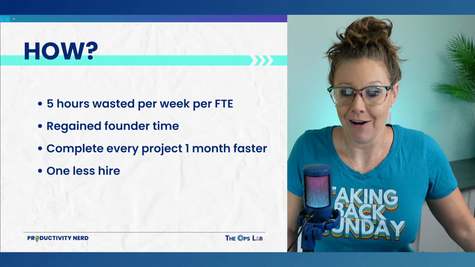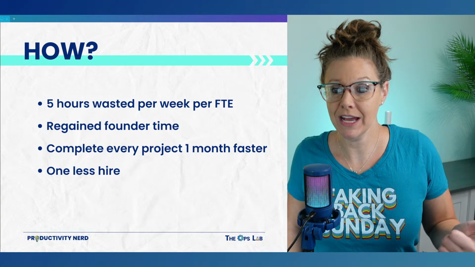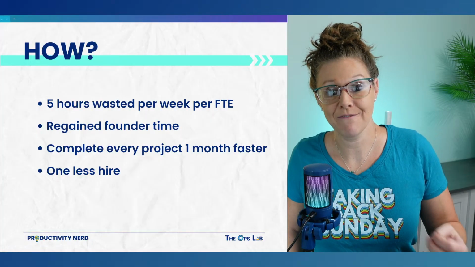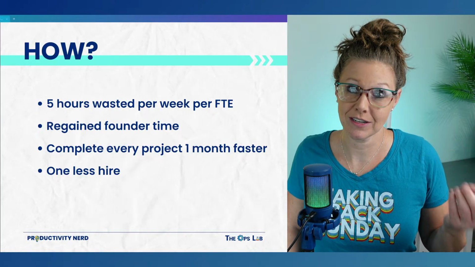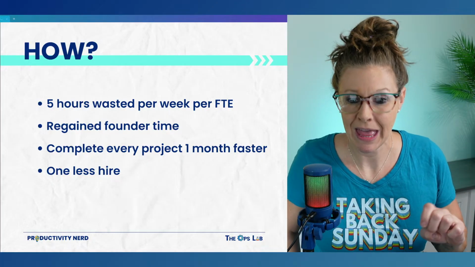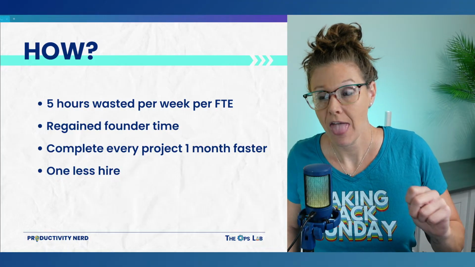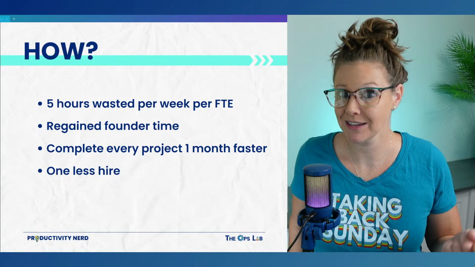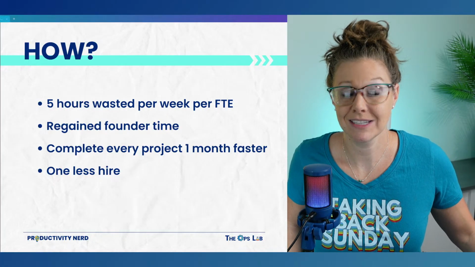So how are we getting to that 280,000? By regaining the 5 hours per week per full-time employee, by regaining the founder time, by completing a project a month faster. That may be a stretch, but that's all right. And one less hire. What I mean by that is you don't have to bring in an operations manager, another PM, or an executive assistant. So you're saving money by systemizing.